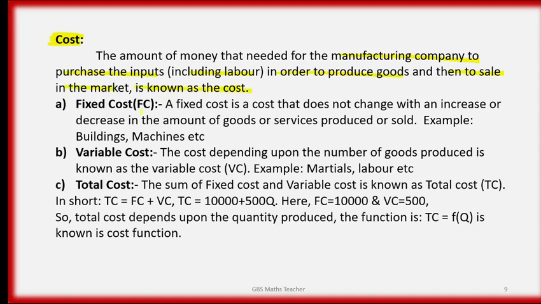सबै हाम्रो के हो, मूल्य हो. And there are mainly two types, then there is a third type if we express, that is fixed cost. तपाईं fixed cost हेर्नुहोस्, a fixed cost is the cost that does not change with an increase or decrease in the amount of goods or services produced or sold. For example, building and machine.